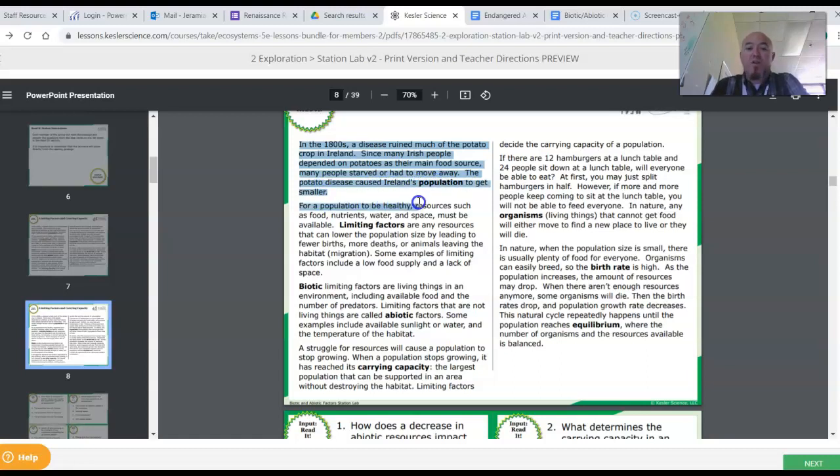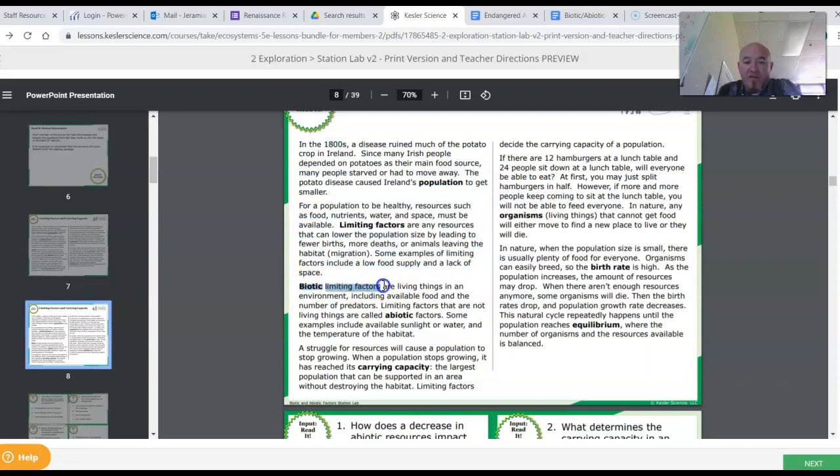For a population to be healthy, resources such as food, nutrients, water, and space must be available. Limiting factors are any resources that can lower the population size by leading to fewer births, more deaths, or animals leaving the habitat, which is migration. Some examples of limiting factors include a low food supply and lack of space.